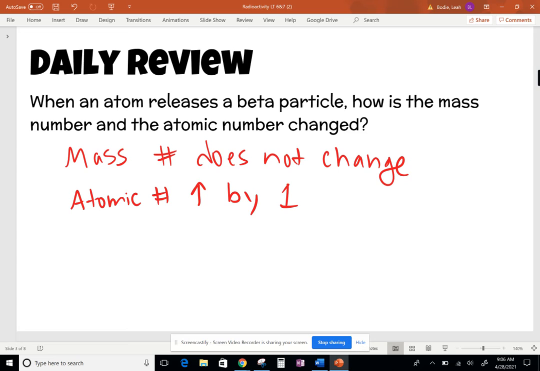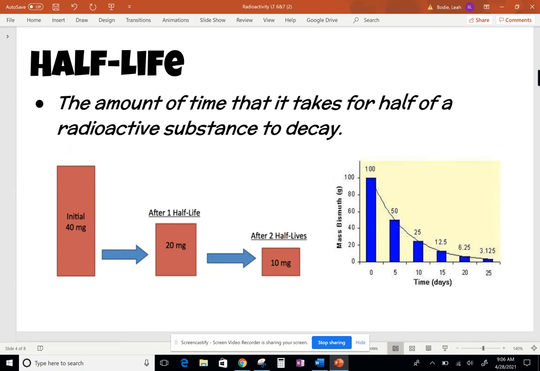All right, so now let's get into our notes for today. So let's talk about what a half-life is. And so our definition of a half-life is the amount of time that it takes for half of a radioactive substance to decay. And so what we can see from this picture down here is we can see it says the words after 1 half-life and after 2 half-lives.